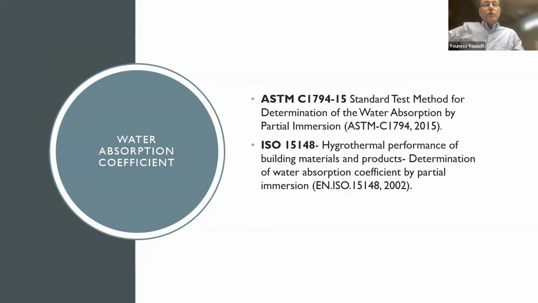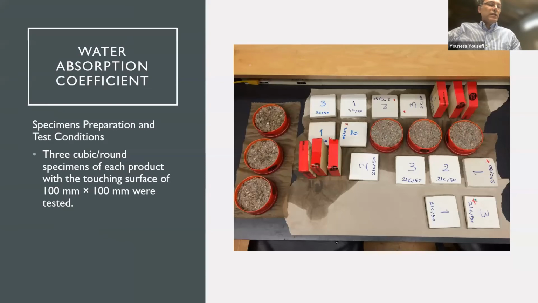And for the water absorption, similar to the other, we used two standards. Of course, following the procedure for the size of the material, we use 10 by 10 centimeters. We cut all those material shapes and we create stucco.